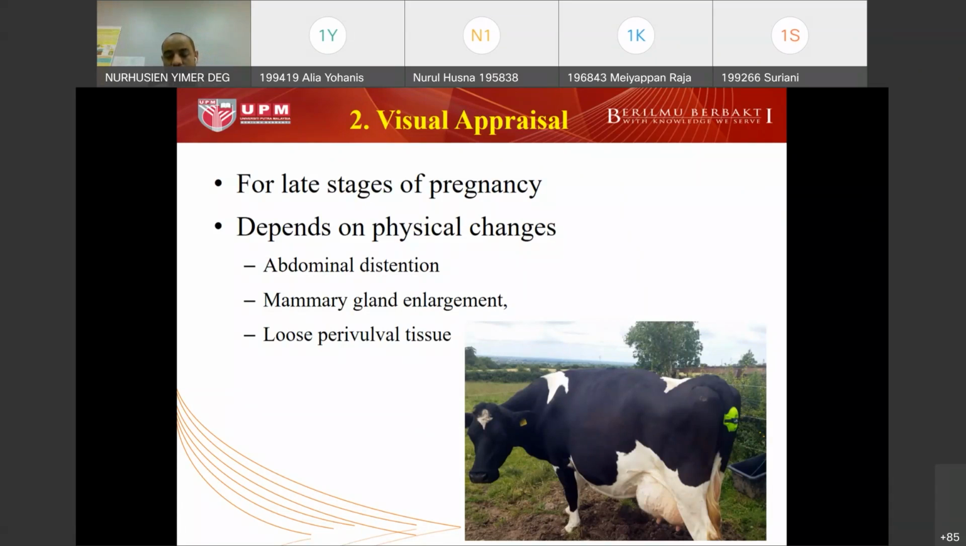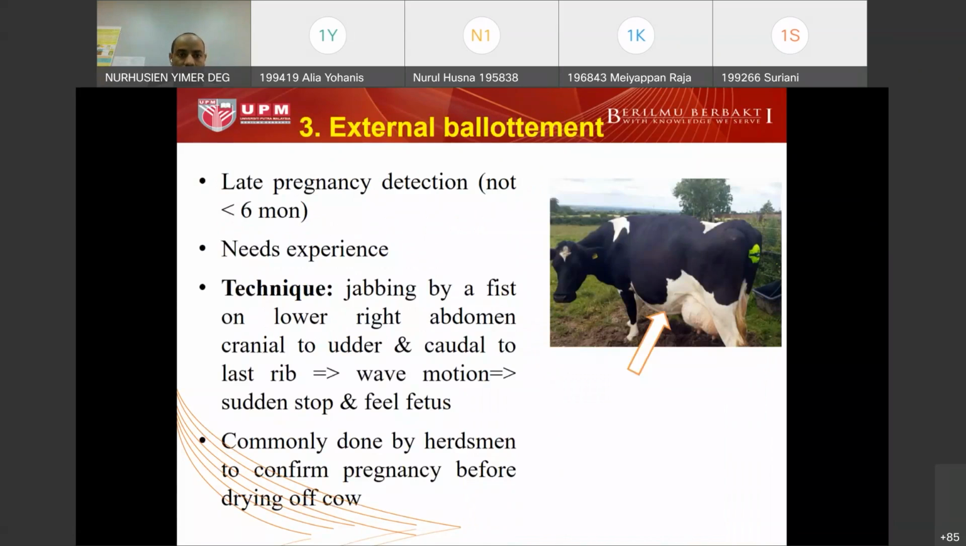Otherwise, if you wait until the late stage of pregnancy to determine whether the cow is pregnant or not using a method like visual appraisal, then that will not be economically feasible, and not a wise method to employ. Another method is external ballottement. This is, again, a method that can be applied during late-stage pregnancy.